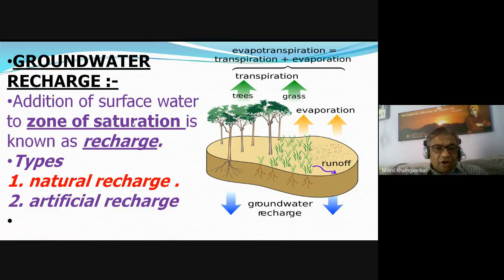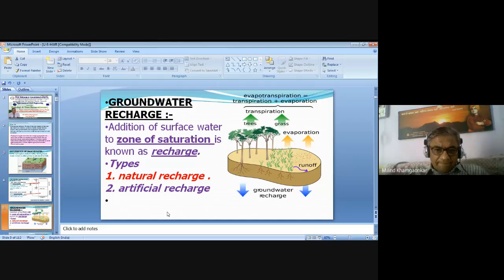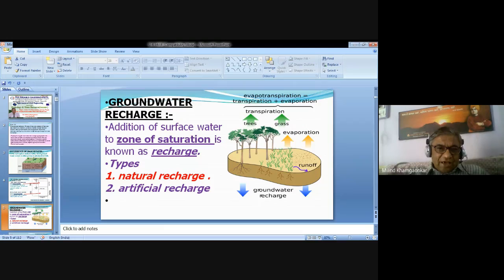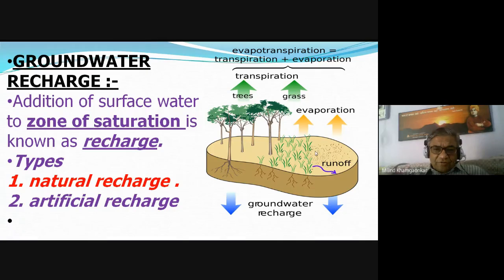Now this recharging of the groundwater is done in two ways, or there are two types of groundwater recharge. The first is natural recharge and the second one is artificial recharge. You can see here on the right side, as per my regular practice, I try to show by a sketch or by a certain photograph.